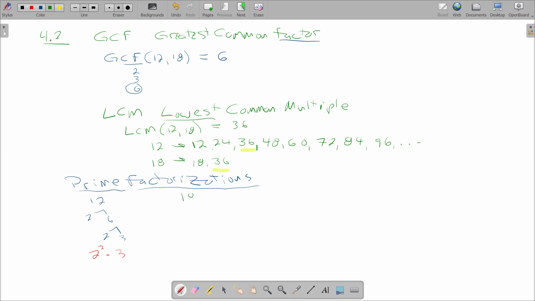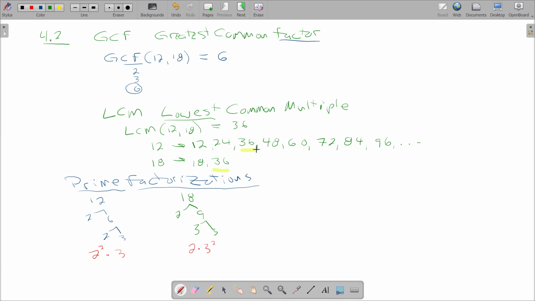And then similar, 18 is even. So I always like to do 2 whenever possible because it's the easiest thing to divide by, besides 1. 2 goes into 18 9 times, and 3 goes into 9 3 times, and we know we're done with the prime factorization tree because we have primes at the ends. And so the prime factorization of 18 is going to be 2 times 3 squared.